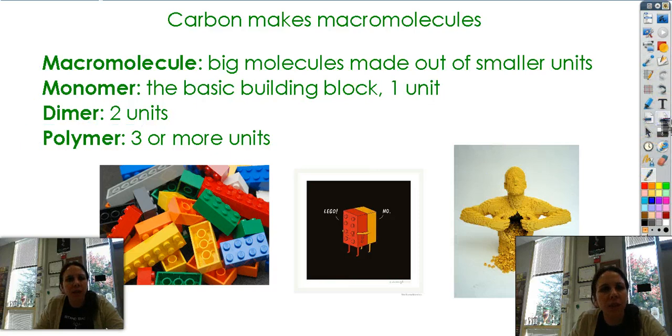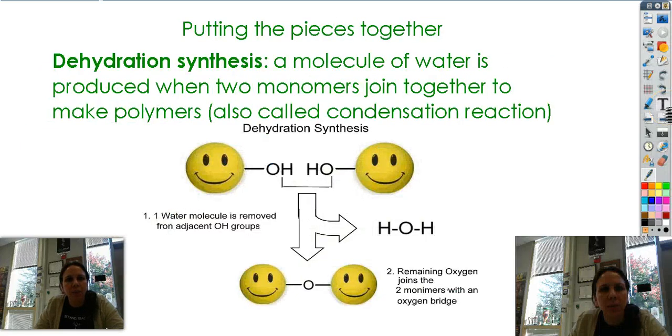Okay? Now, by putting the pieces together, you don't just take 2 monomers and shove them together. It doesn't work like that. So we do a process called dehydration synthesis. And what happens is the word synthesis means to put together. Dehydration means to lose water. When you're dehydrated, you are losing water.